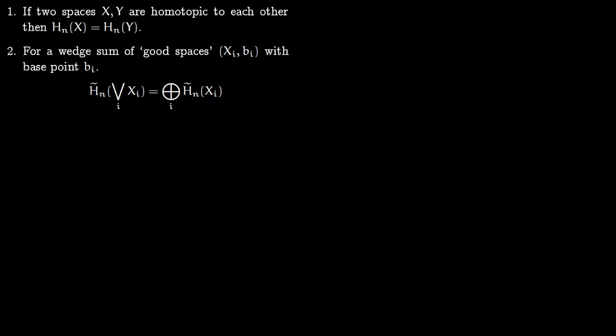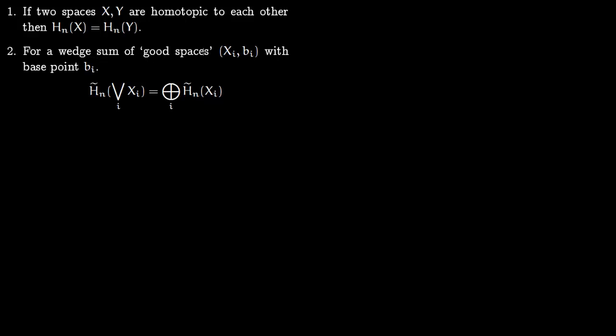We now record two very important results which are very useful for computing homology groups. So say we are given two spaces X and Y and they are homotopic to each other, then they have isomorphic homology groups. The second important point is, so say we are given a wedge sum of good spaces.